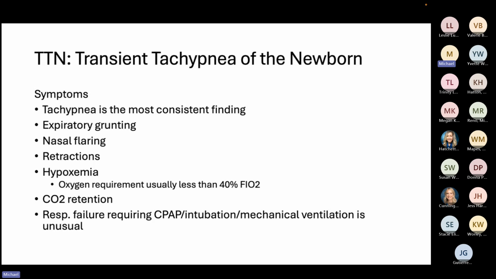It happens, but it's uncommon to have complete respiratory failure requiring either non-invasive CPAP ventilation, intubation, or mechanical ventilation. It's unusual with transient tachypnea of the newborn. Not impossible, but unusual.